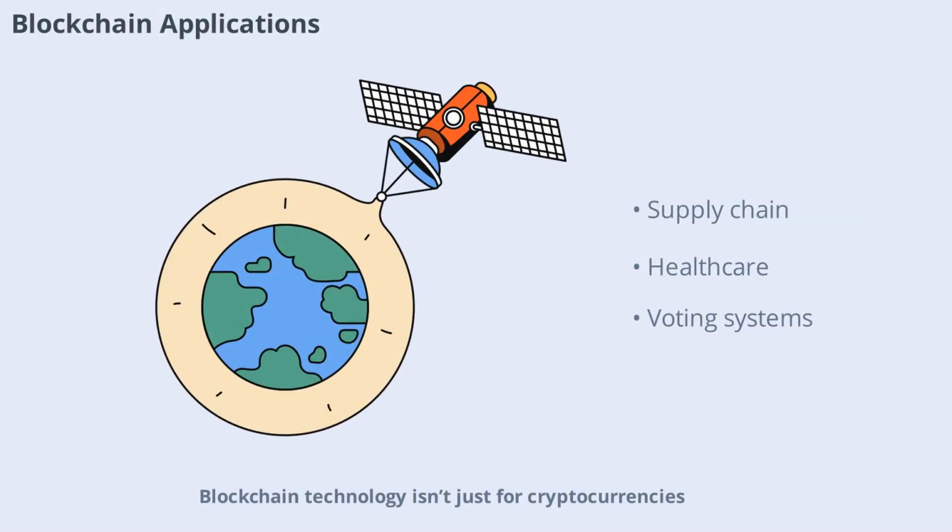Blockchain technology isn't just for cryptocurrencies. It's being used in supply chain management, healthcare, voting systems, digital identity, and more. By providing secure, transparent, and tamper-proof records, blockchain is solving real-world problems and creating new opportunities for innovation across industries.